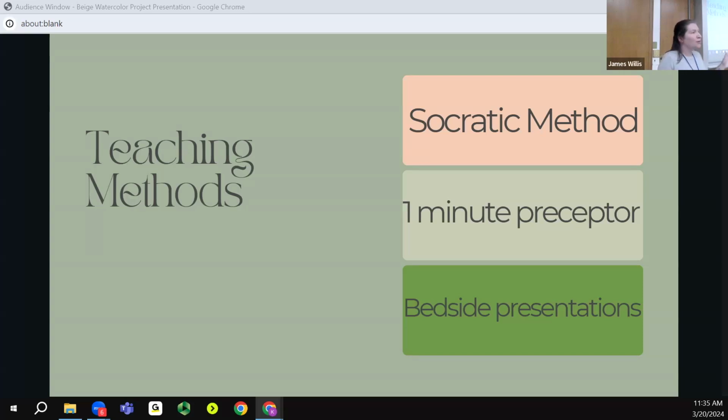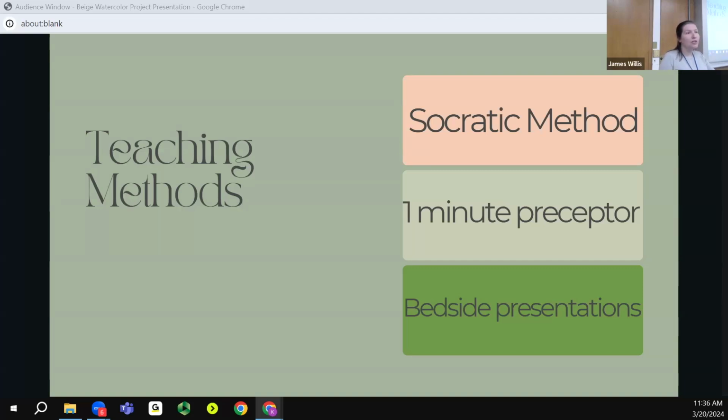A little more formal is called the 1-minute preceptor. This involves a learner presenting a case, you ask them to commit to a diagnosis, and then you probe them. You say, why do you think this is your most likely diagnosis? And you ask them more questions about it. Then it gives you a chance to teach something after that, and then for you to both tell the learner what you think they did well and how you think they can grow.